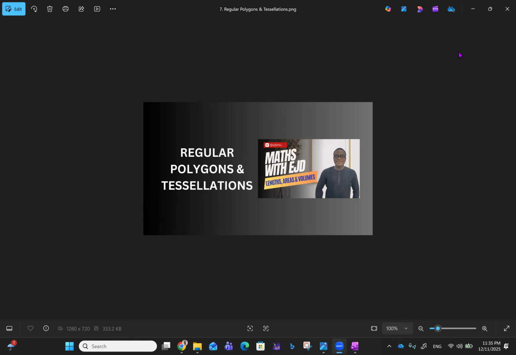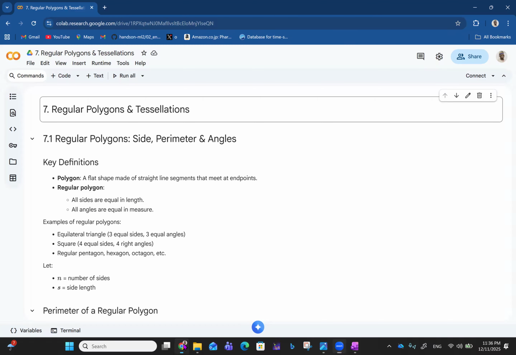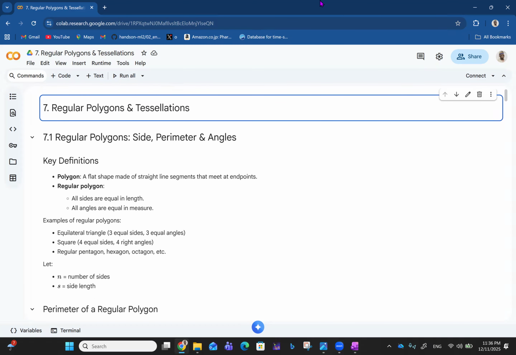So here we are talking about regular polygons and tessellations. I mean, the idea of tessellation may be looking new, but basically, if you have seen tiles before, or if you have seen people covering a wall with maybe wallpapers and things like that, you already have an idea about what tessellation is about. So let's go ahead and see regular polygons and tessellations.